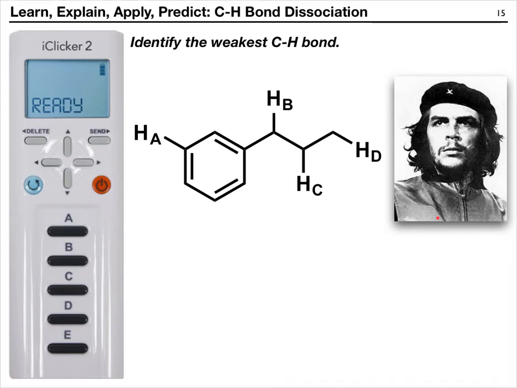So here's this dude. He's radical. This problem is asking you to identify the weakest CH bond. So you have HA, HB, HC, HD. A radical is going to go after which type of CH bond? I don't think this guy was a serial killer.